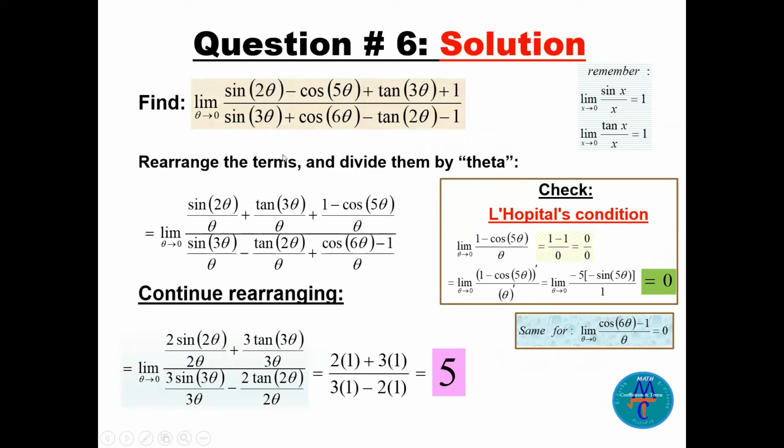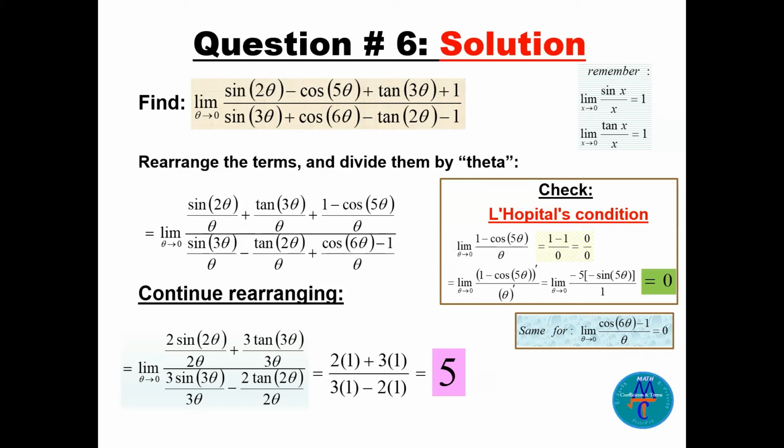Now let's rearrange all the terms and divide them by theta. Each term we can divide by theta. Sine of 2 theta divided by theta. Tan 3 theta, I can leave it here. Now I will combine, you will see why, 1 and minus cosine of 5 theta together divided by theta. In the denominator, it will be sine 3 theta divided by theta, and the minus tan of 2 theta divided by theta. I will combine the cosine of 6 theta minus 1 term here, all divided by theta.